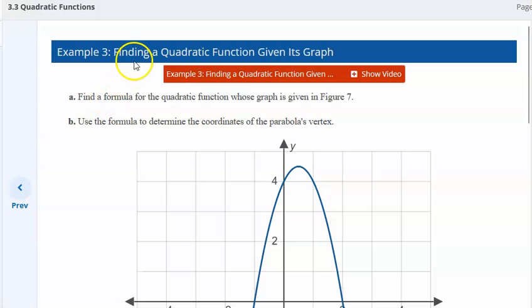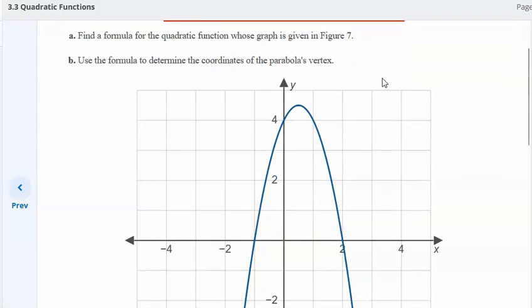In example 3, we're asked to find the quadratic function given the graph. So it's sort of undoing what we've done. And again, there is a Hawks video that they have produced. I'll give it my shot here. So what is the protocol for this? Well, the first thing is to find your zeros here.